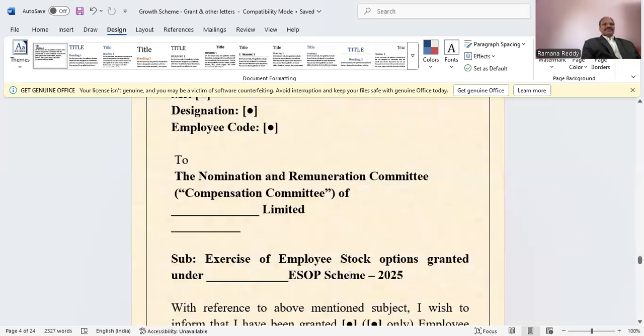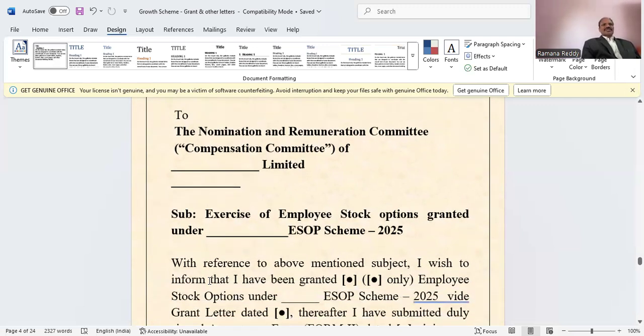The subject is the exercise of employee stock options granted under the scheme. The moment the ESOPs are listed, that will be the commencement date for the exercise, and the employee has a sufficient exercise period. During the period, the employee will submit this exercise form to the NRC. With reference to the above, we can take all the eligible listed options, or we can take them partially also.